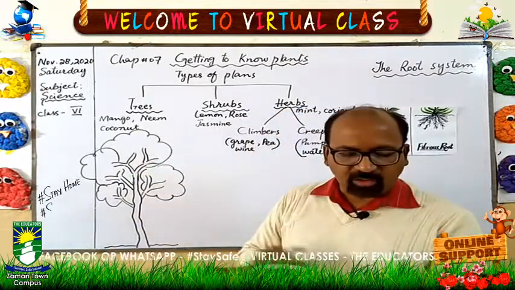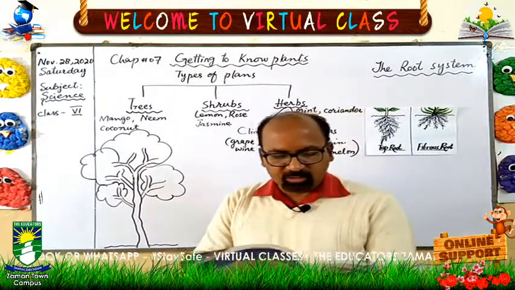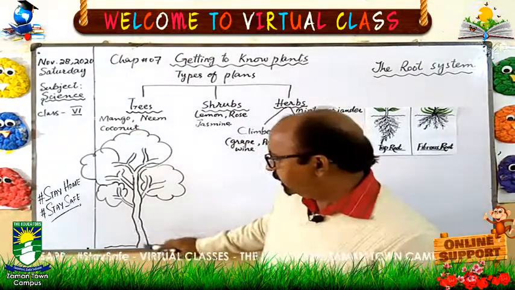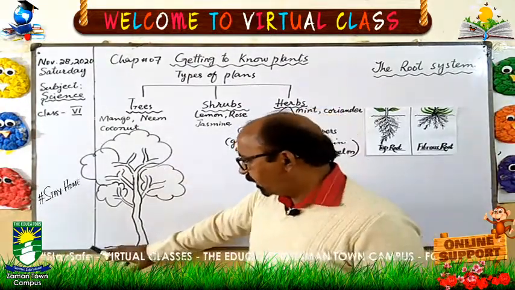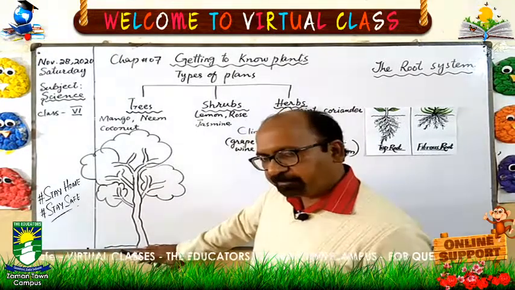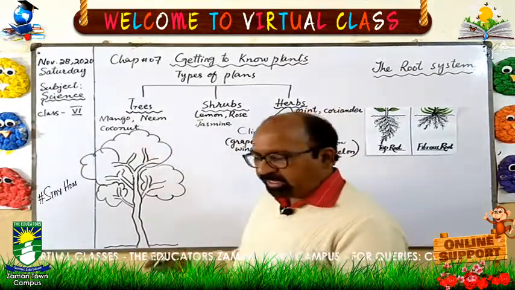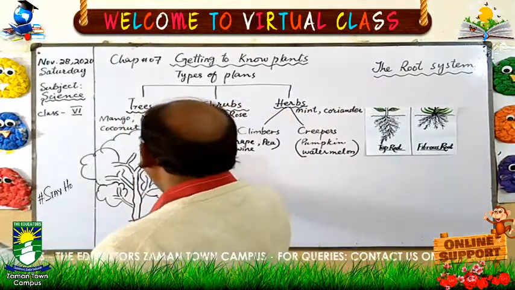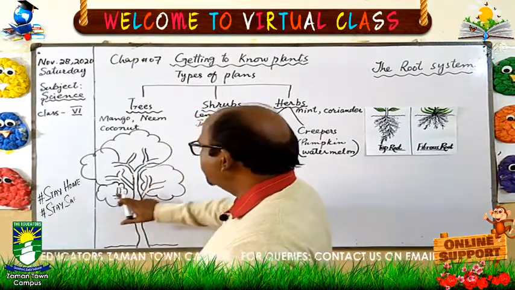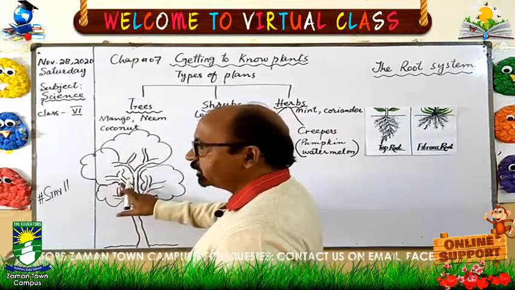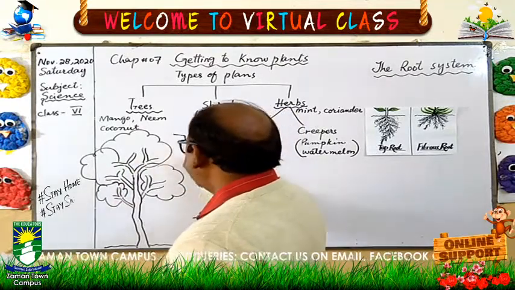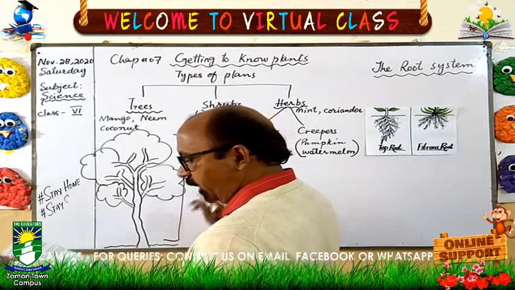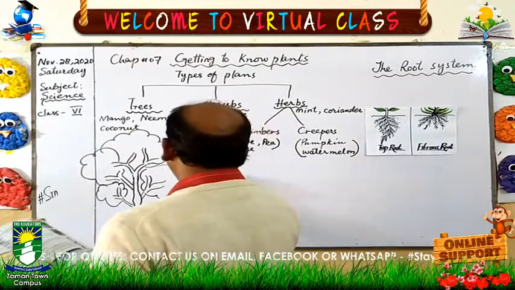Big plants are called trees. Trees have tall and strong stems. The stem has branches in the upper part. This is the upper part. Just imagine from here there is soil. So this is the upper part. This upper part is also called the aerial part, and the stem, branches, leaves, fruits, flowers, seeds, everything makes one portion. This portion is called the shoot system.